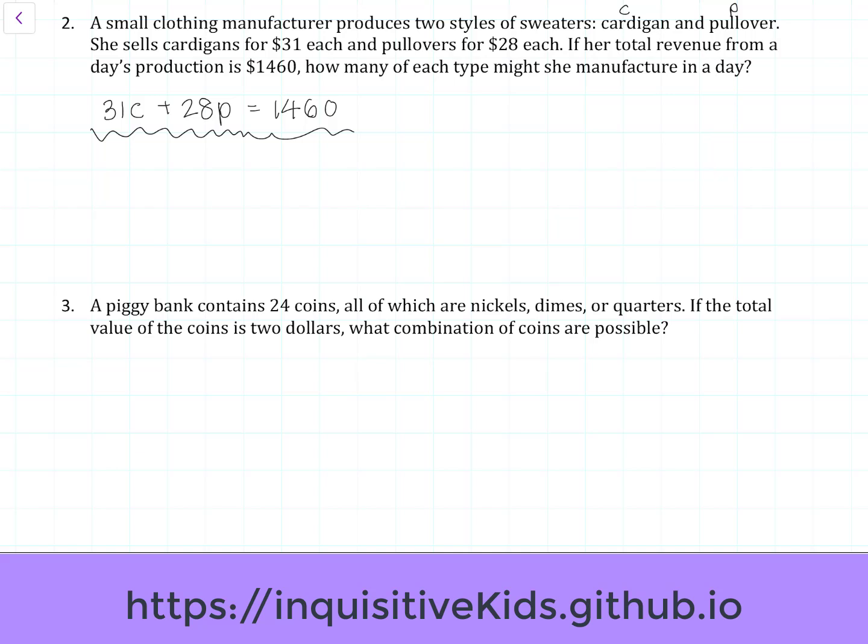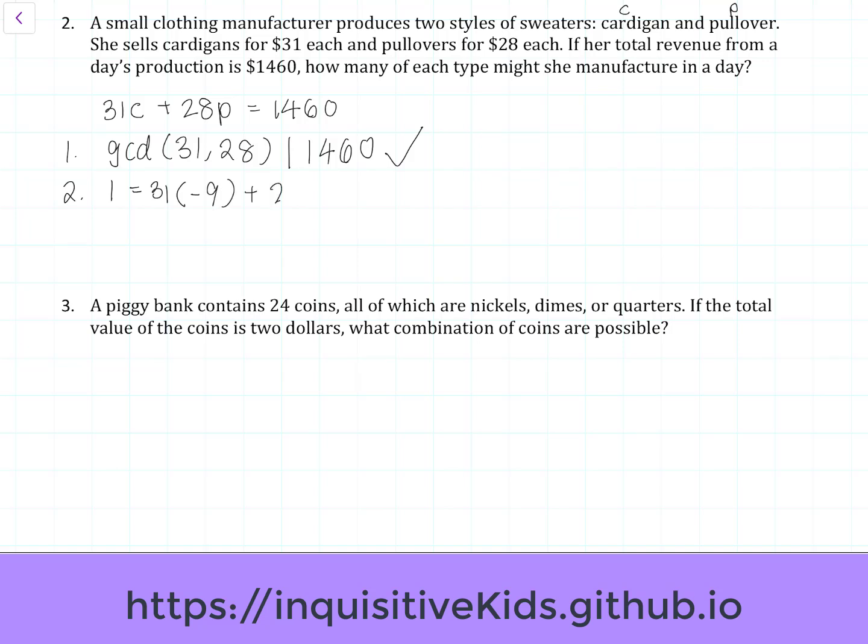Now we're going to try to solve. The first step here is to check if this equation does have a solution. Well, the greatest common divisor of 31 and 28 is 1. So it means that there is a solution to this equation. Now, because the right side, 1,460, is not 1, let's first just try to express 1 in terms of 31 and 28. Using the Euclidean algorithm, and because that takes a long time, I'm just going to write the final ending here. We can express 1 as 31 times negative 9 plus 28 times 10.